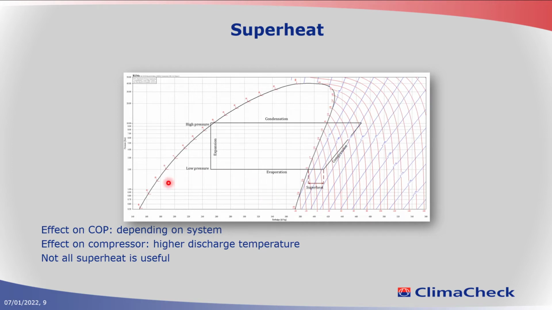So if we start with superheat, typically the effect on COP, you can't really tell. It depends from system to system what superheat does to the performance, the COP of the system. What you can say is that you need superheat, as I mentioned, for the compressor. The compressor cannot work with liquid, so to protect the compressor you need superheat. But superheat also causes higher discharge temperature. So in most systems you would like to have your superheat as low as possible, but still have a stable system. We come back to this.